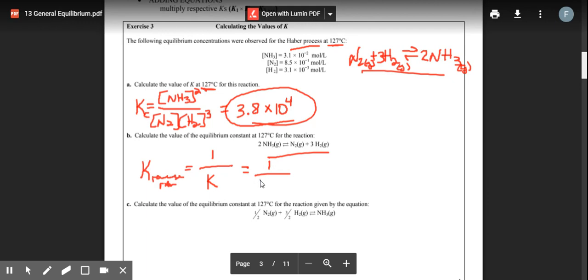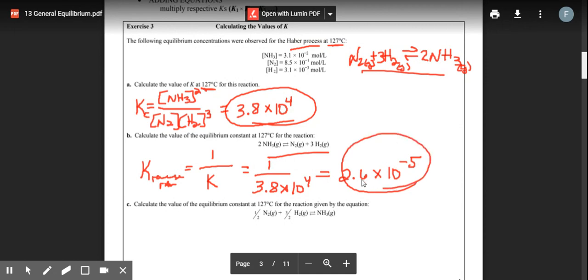So 1 divided by 3.8 times 10 to the fourth. I plug that into my calculator, and the value that I get is 2.6 times 10 to the negative fifth. No units, naked little jaybird.